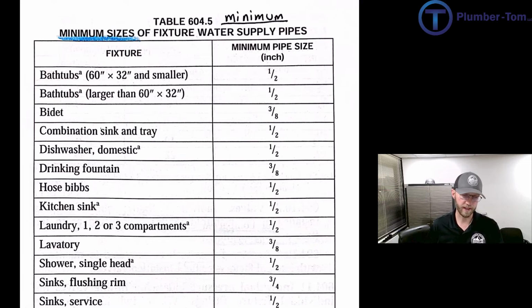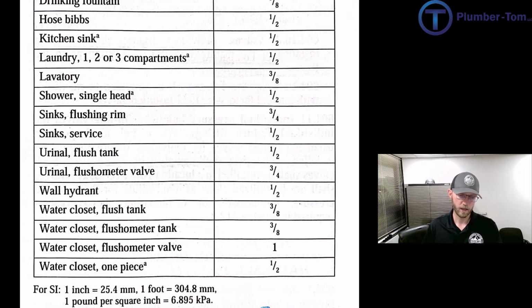Hose bibs, 1/2 inch. Lavatory, 3/8 of an inch. Toilet, 3/8 of an inch if it's a flush tank. If it's a flushometer, 1 inch. Urinal, 3/4 of an inch. So you can see depending on the fixture, we're going to have a minimum pipe size delivering water.